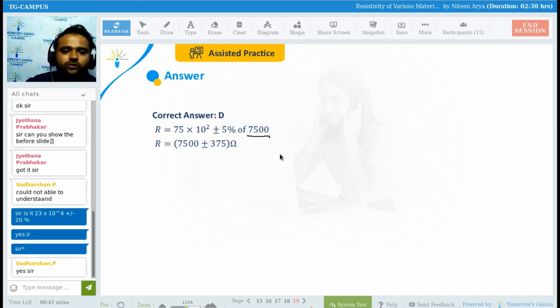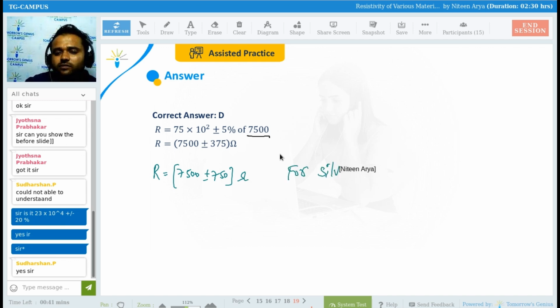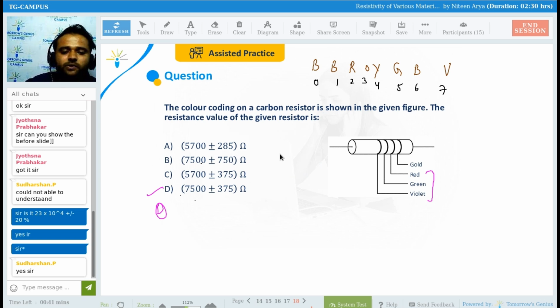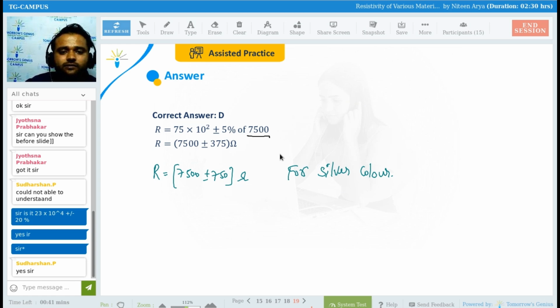So instead of this you can write, for silver I am talking about, 7500 plus minus 750 ohm for silver color, at the fourth band. Okay, then your B answer is going to be, means instead of gold I just change gold to silver, so the option is going to be changed. Clear everyone? Then your B answer is going to be correct.